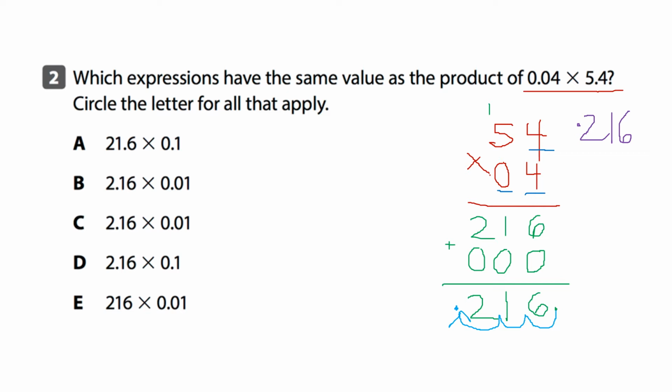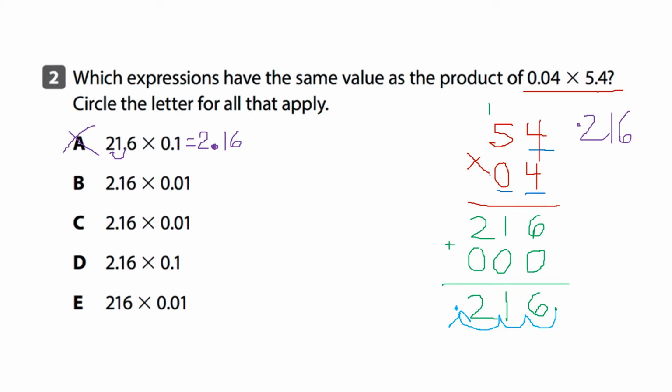So if I multiply 21 and 6/10 times 1/10, am I getting smaller or am I getting bigger? I'm going to be getting bigger, which means that I move over one place to the right. So this is going to equal 2 and, oops, that's my decimal, 2 and 16 hundredths. So that's not going to be it. So A is not correct.